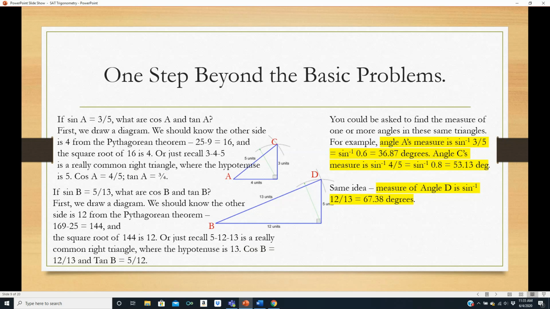Okay, you could be asked to find the measure of one or more angles in these same triangles that we just did. So, for example, angle A's measure is going to be inverse sine of 3 over 5. That's what it means when it's sine to the -1. Why? Because for angle A, we know its sine is the opposite over the hypotenuse, which is 3 over 5. So you just plug that in.